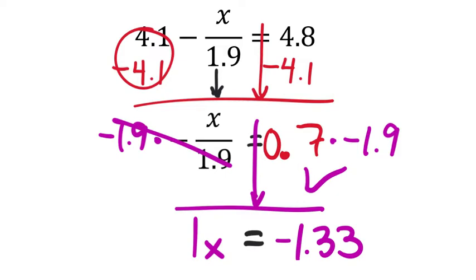Okay, well, is that the solution? Because this should be complete now that the coefficient of x is 1 and there's nothing added or subtracted to it. Will that work? Let's go back up to the top and replace the x with negative 1.33. Now, like I said, I'm putting in a fraction to my calculator, so I'm going to actually use parentheses around the whole thing. I'm typing 4.1 minus parentheses negative 1.33 over, so that's the divide button, 1.9, close parentheses.